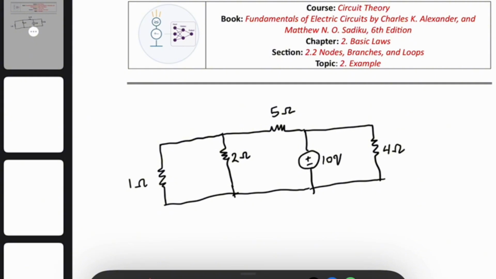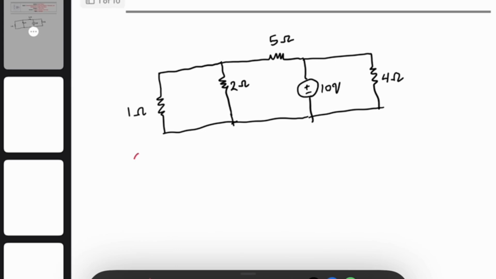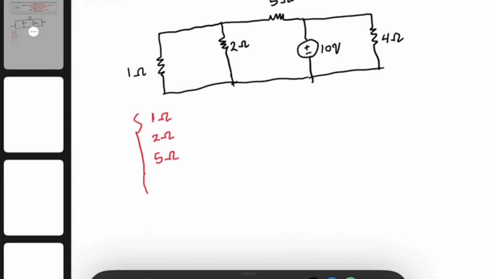We start with the number of branches. The branches is simply the number of elements in the circuit. How many elements do we have over here? I have a 1 ohm resistor as the first element. I have a 2 ohm resistor as the second element. A 5 ohm resistor as the third element. A 10 volt voltage source as the fourth element, and finally a 4 ohm resistor. Therefore I have 5 branches.